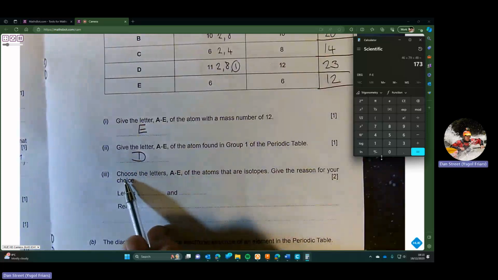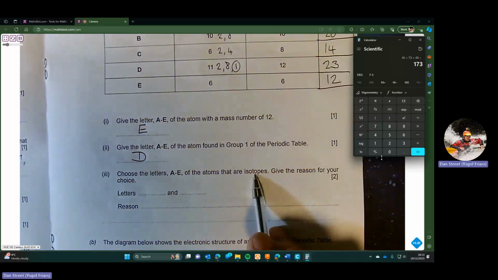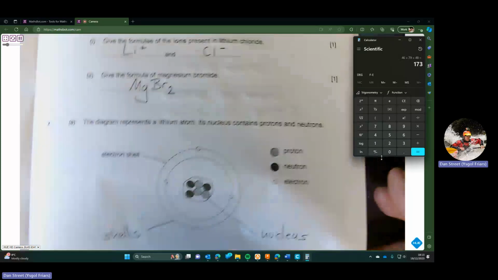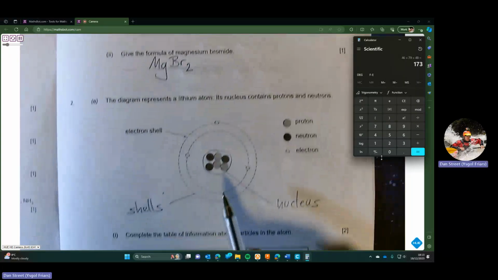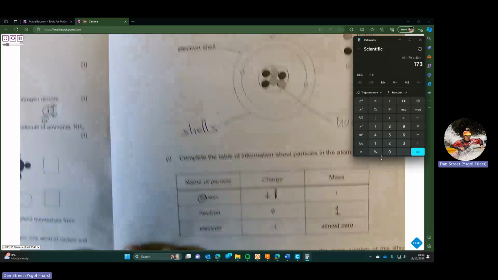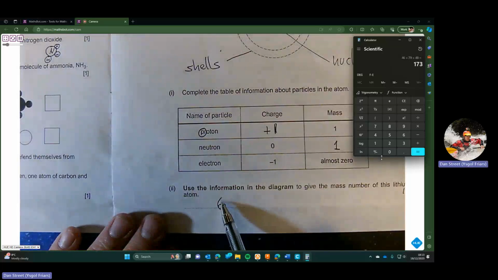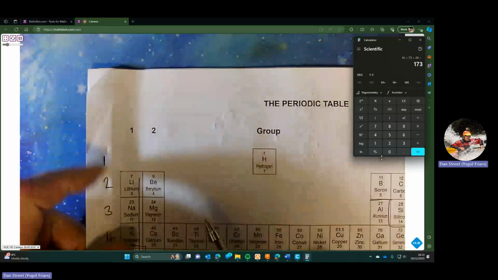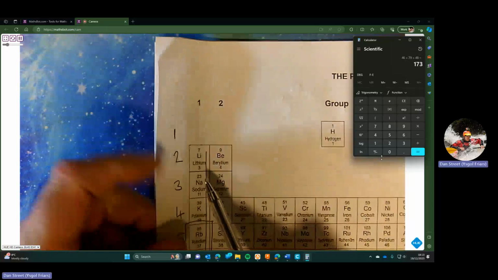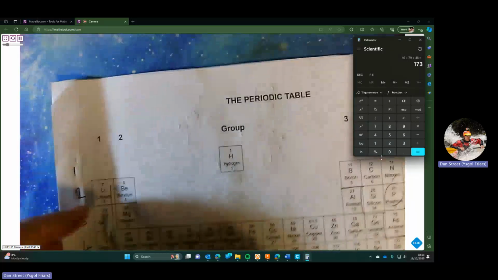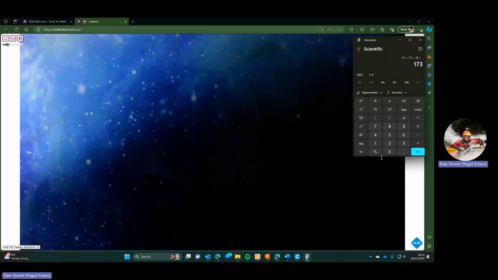Okay. Choose letters A to E of the atoms that are isotopes. Give the reason for your choice. Now, earlier we talked about isotopes because this atom here is lithium due to the fact it's got 3 protons, but it's only got a mass of 6. And that mass of 6 differs from the mass on our periodic table for lithium, which is 7. So both of these atoms are lithium because they've got 3 electrons. This one, though, has only got a mass of 6, and the one in the table here has got a mass of 7. And that's what an isotope is.